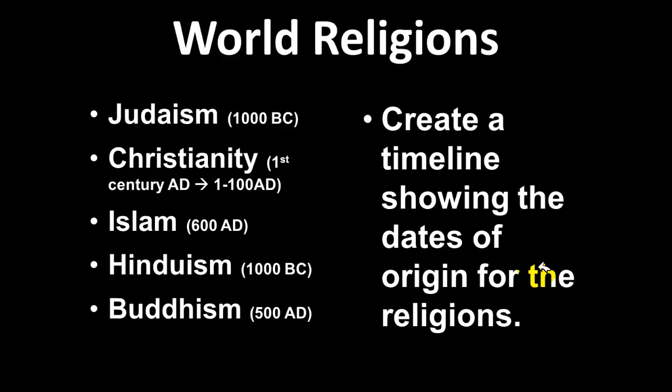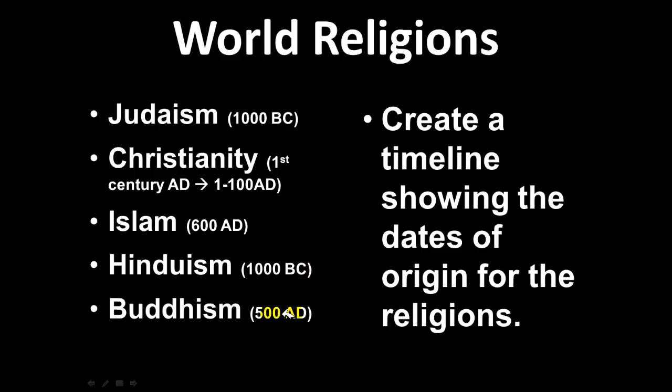So breaking down what the major religions are, once again: Judaism, 1000 BC, came first. That's what we're referring to, the Jewish faith. Christianity is the 1st century AD. Islam, 600 AD. Hinduism, 1000 BC.